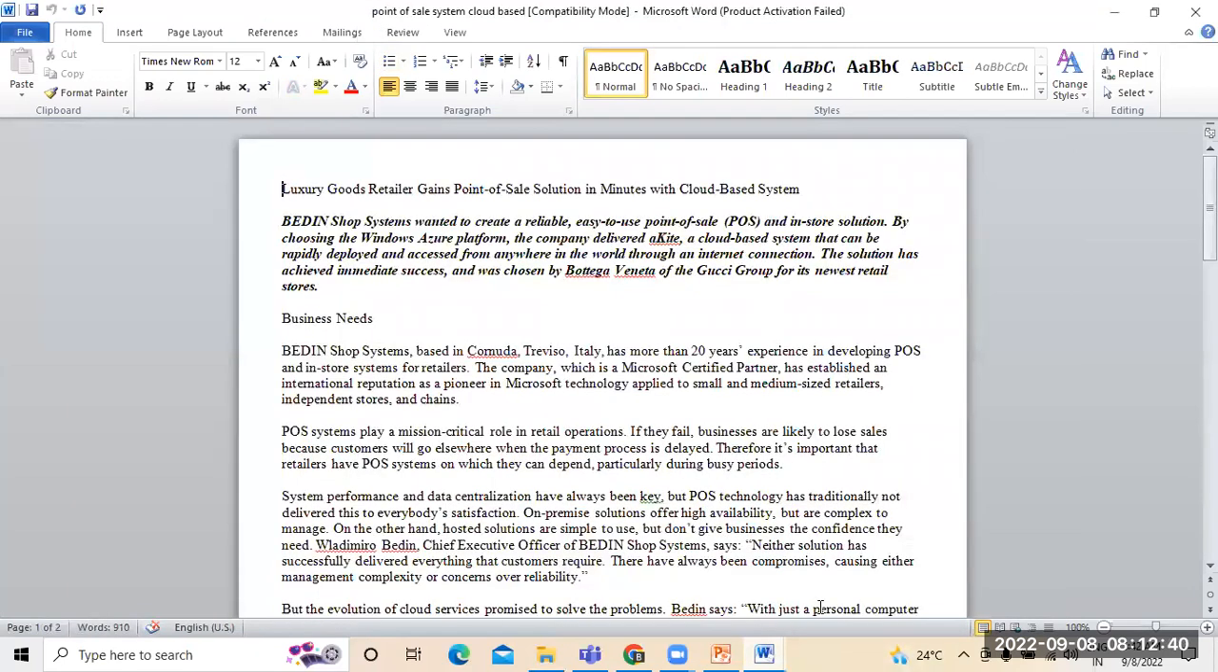Now, the case study I have taken is a case study of a point of sale system. So what is a point of sale system? A point of sale system is a billing system which is used at retail stores for billing purposes. Now, there is a company called Bedding Shop Systems. It's an organization, a product-based company I can say, because there are two different services provided in IT. I told you earlier, right? One is project-based, second is product-based.